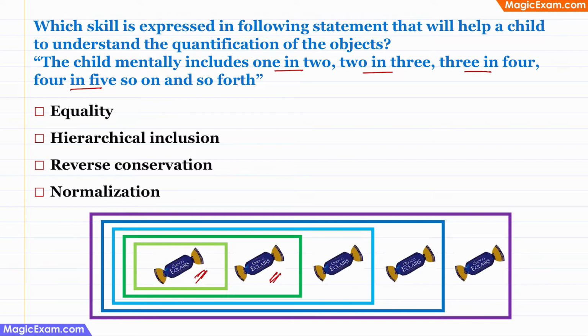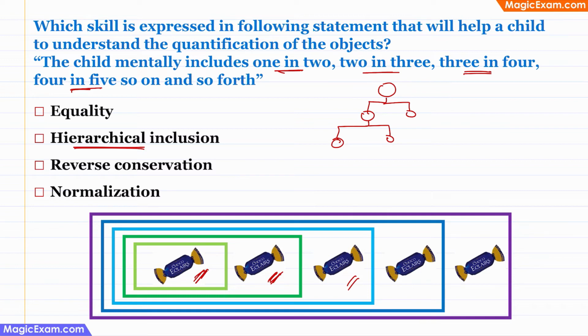Similarly, if I say 3 chocolates, then it means that there is a second chocolate and before that there is also a first chocolate. Only then there will be 3 chocolates. So this way, the child is mentally including 1 in 2, 2 in 3, 3 in 4, 4 in 5, and so on and so forth. So now this is hierarchical inclusion, right? Because when I say level 1, it means that level 2 is also included in it, right? When I say level 2, it means that level 3 is also included in level 2, right?